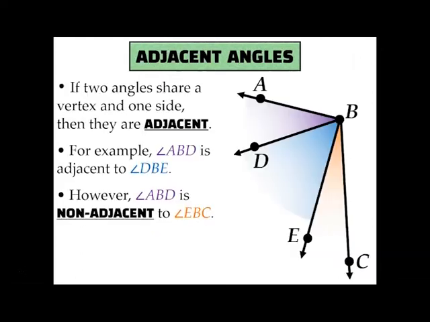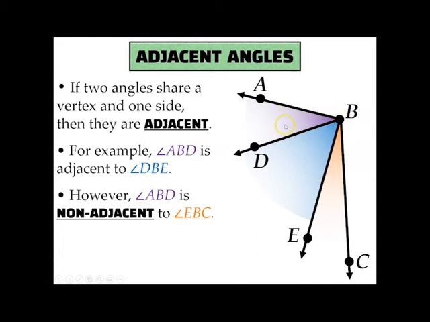Another new vocabulary word that we're going to need to know is the word adjacent. If two angles are adjacent, that means that they share a vertex, and they share one side. Basically, adjacent is another word for touching or next to. So for example, in this diagram, angle ABD, which is the purple angle, it's adjacent to angle DBE, the blue angle. The reason for that is because they share side BD, as well as vertex B.